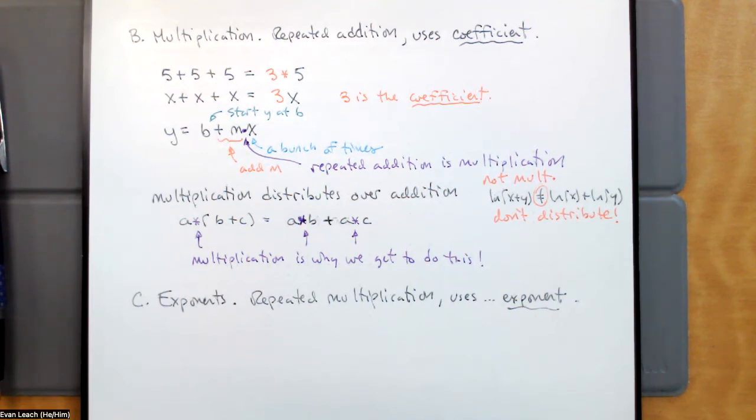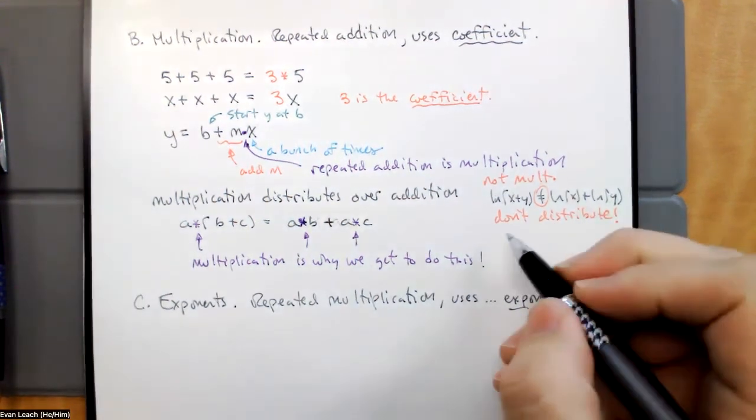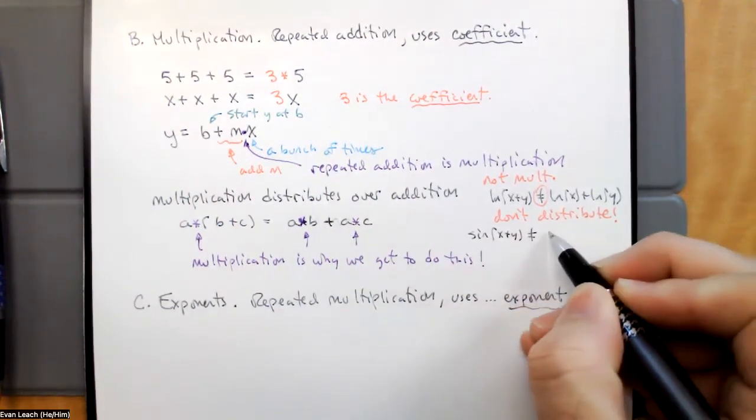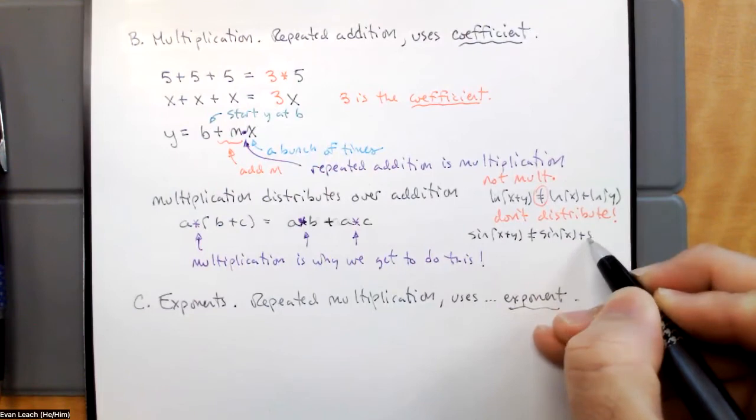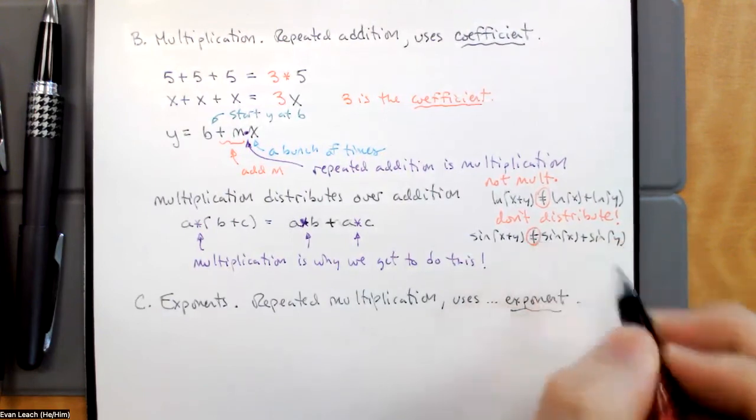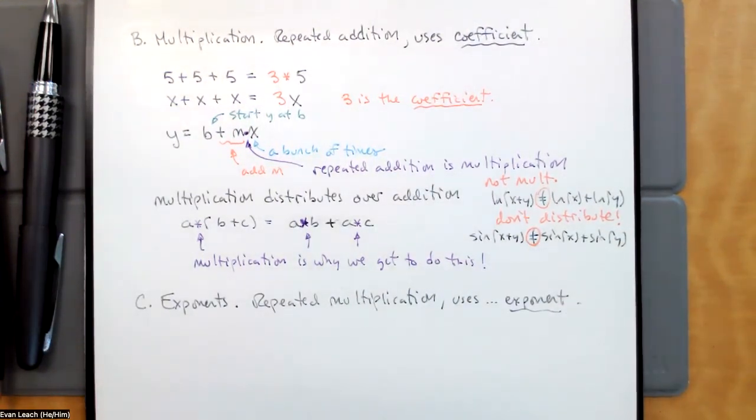Some new functions that we have this semester, like our trig functions, are also not multiplication. So if we have sine of x plus y, this is not the same as sine of x plus sine of y. It's not sine times x plus y, it's sine of x plus y. We don't get to distribute because it's not multiplication. It's multiplication that distributes over addition. That's it. One thing.